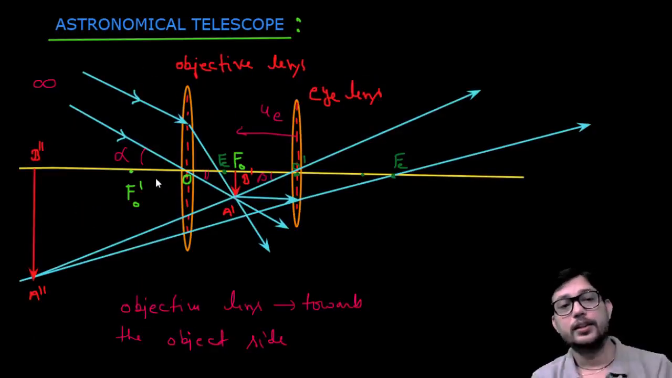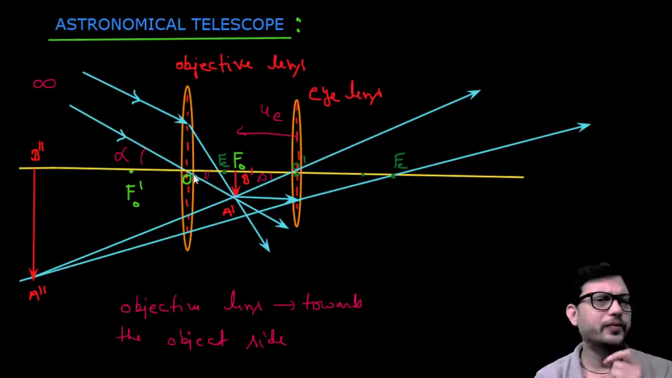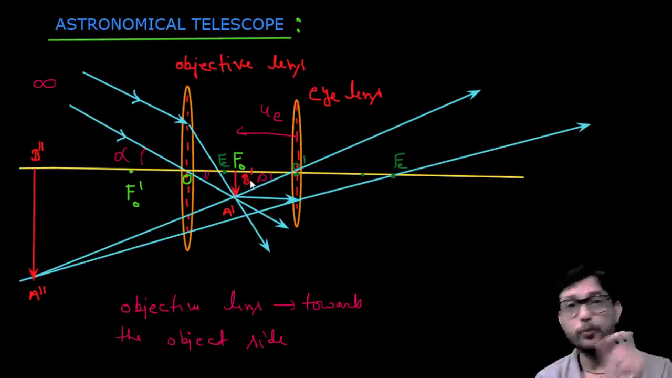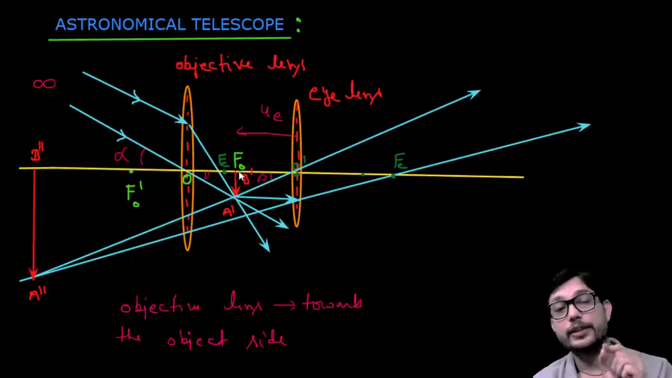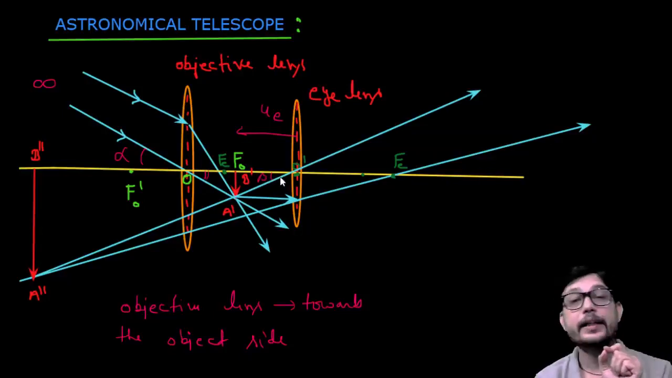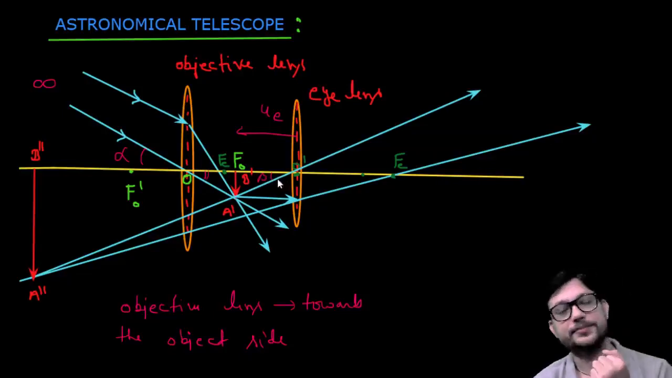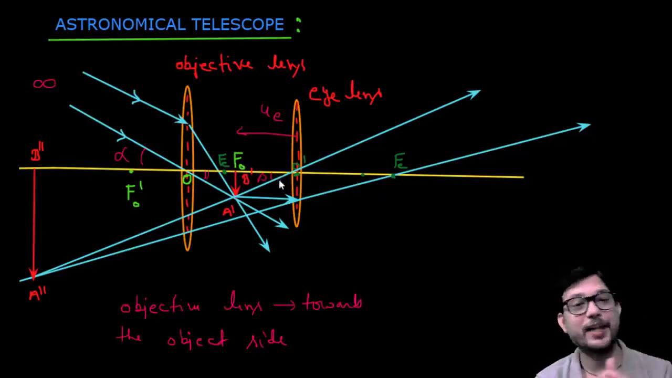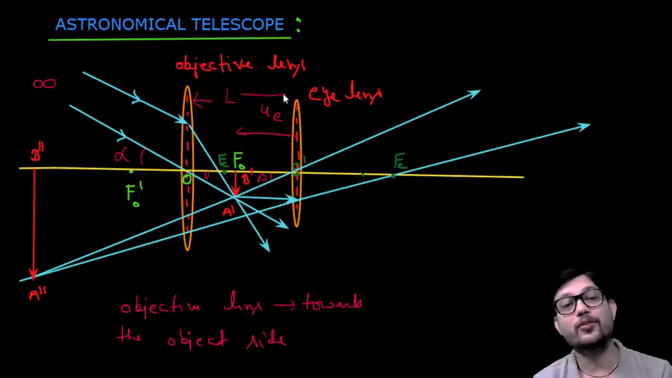Okay, suppose that the point FO is very close to the eye lens. If FO is very close to the eye lens, then what will happen? Then FO will be converted into the distance between these two lenses, or we can say the length of the telescope.